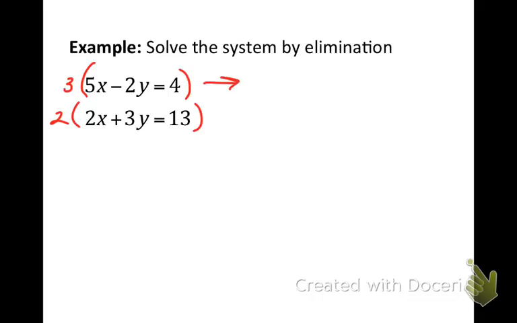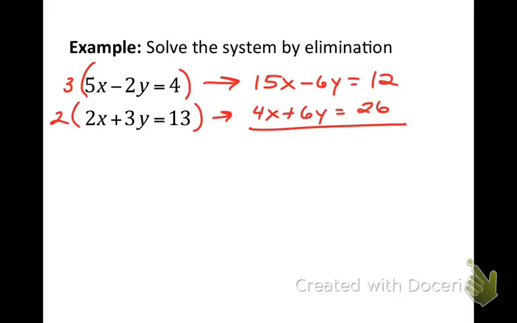So this new line is going to be 15x minus 6y equals 12. This new equation is going to be 4x plus 6y equals 26. Now I can go ahead and just add up and down because my y's are going to eliminate. So my x term is going to become 19x equals 38. So x is equal to 2.